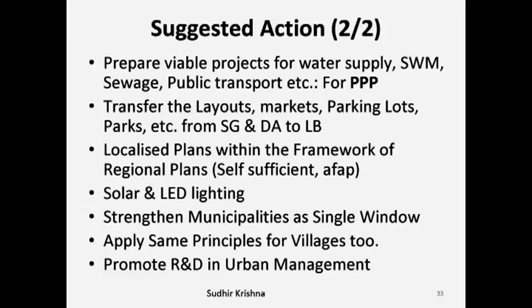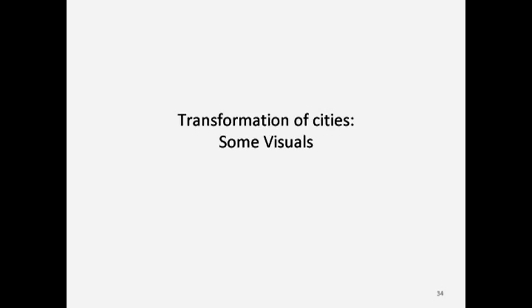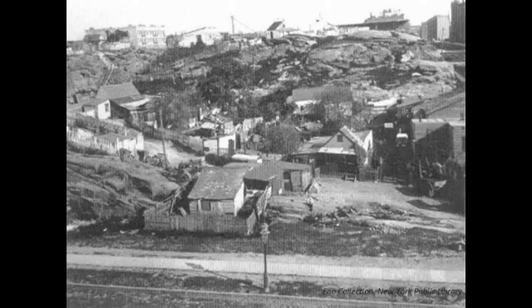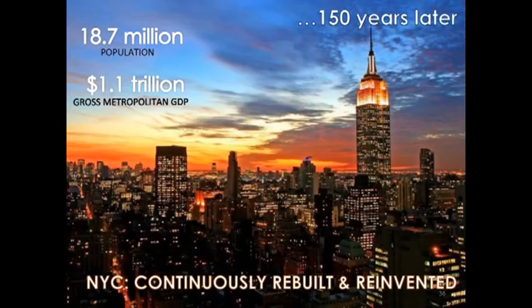Friends, some visuals I show before I conclude on transformation of cities through urban planning and management. So the first photograph I show, just see and if you can make a guess, the city is New York, which took 150 years to look like this. I mean, it's a huge, huge economic and social development. But don't get nervous about 150 years. That was an old story.